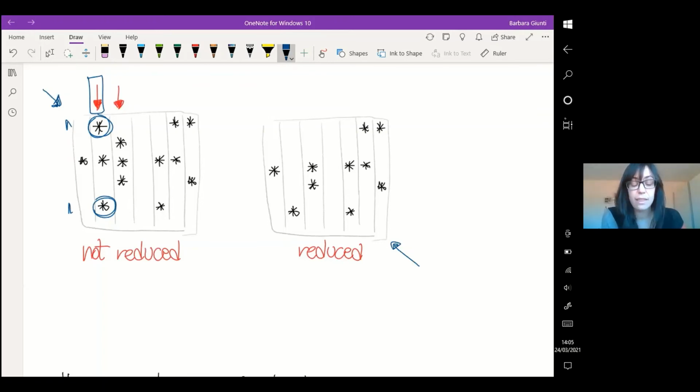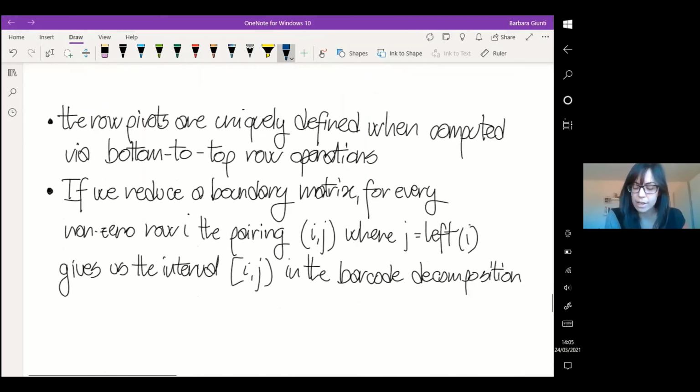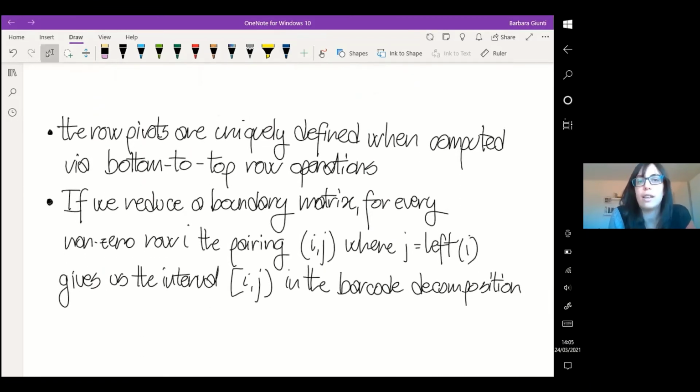Okay, now we can prove very easily, actually, the equivalent of the pairing lemma also for when we go by row. Namely, we have that the row pivots are uniquely defined when we compute them by bottom to top row operations. And also if we find a pairing, so if we find that J is the leftmost element in row I, then we get the interval ij in the barcode decomposition.